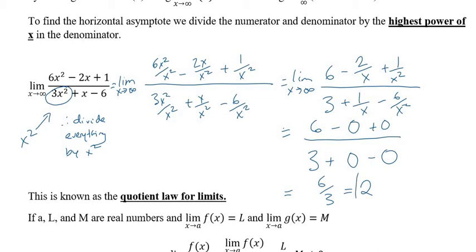So as it turns out, with this function here, the horizontal asymptote for this one is actually going to work out to be y equals 2.